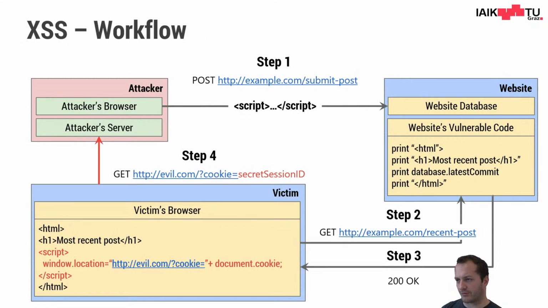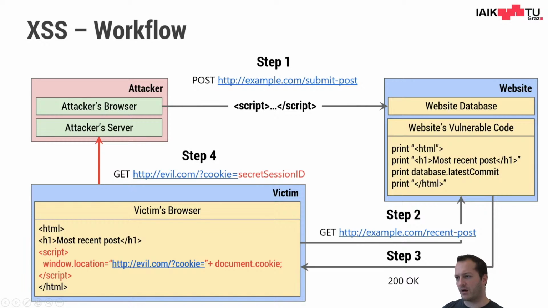And well, to visualize this even further, why does this work, or how does it work? An XSS workflow always has three actors. On the one hand, of course, we have the website that's vulnerable somehow. We have an attacker who tries to inject something, and we have the victim's browser where this malicious JavaScript is actually executed.